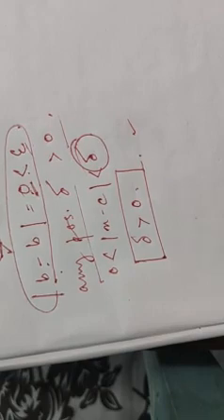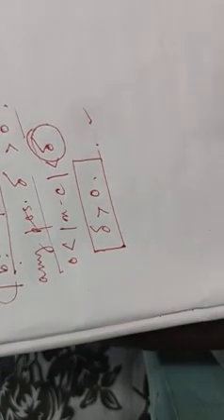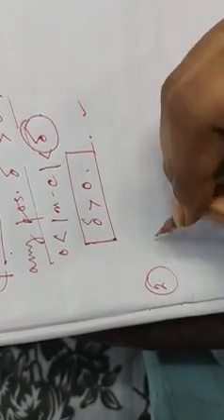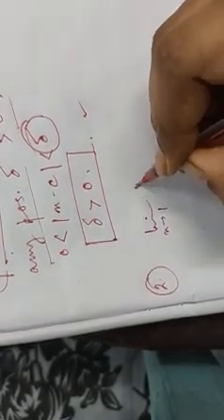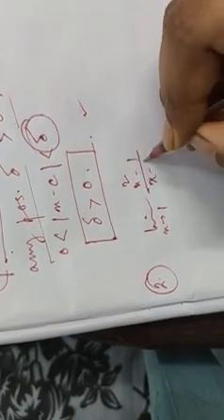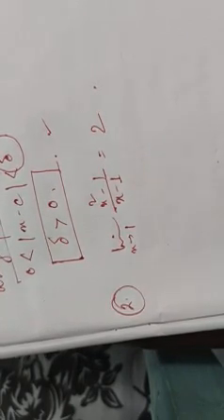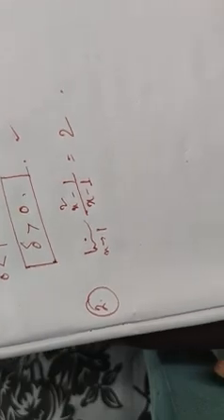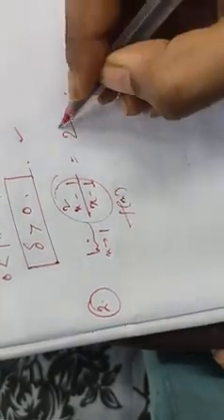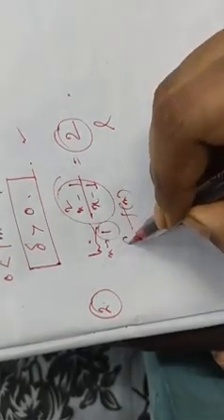Next example is: prove, using the epsilon delta concept, that the limit as x tends to 1 of (x square minus 1) by (x minus 1) equals 2. Okay, so this is our f(x), this is our L, and this is our c.